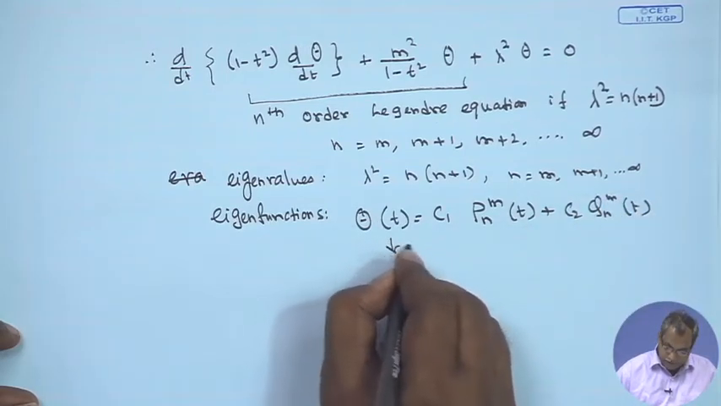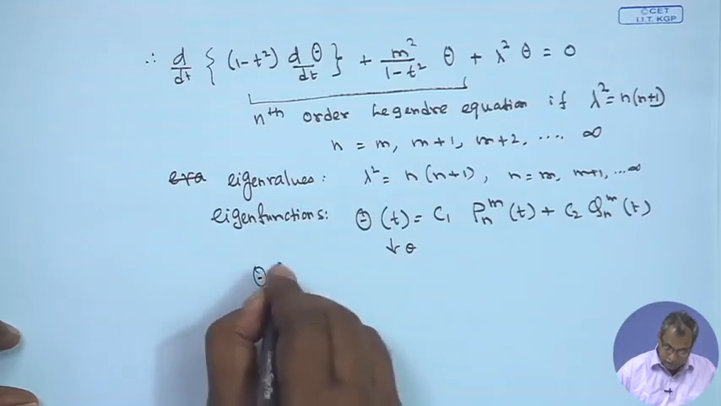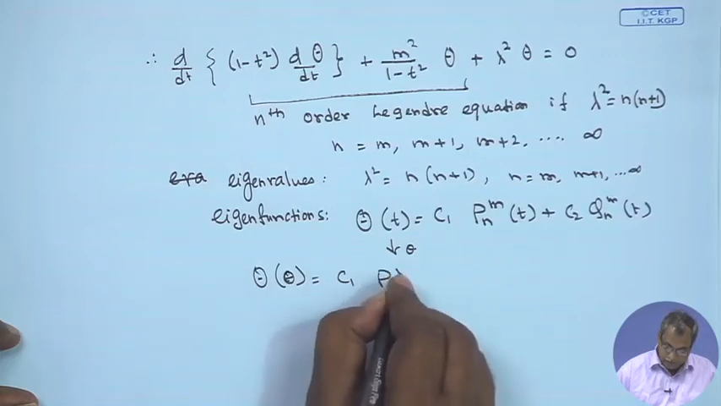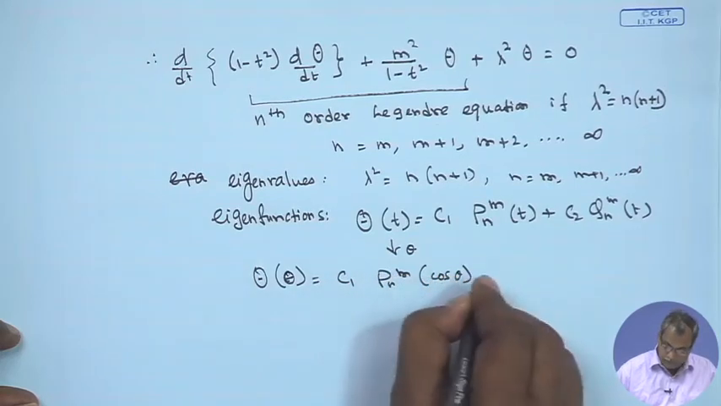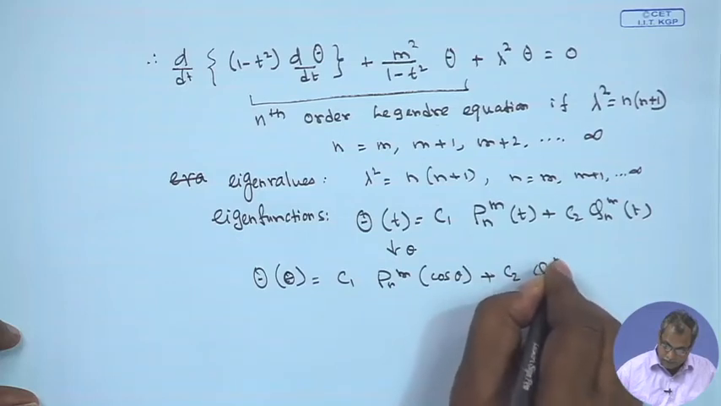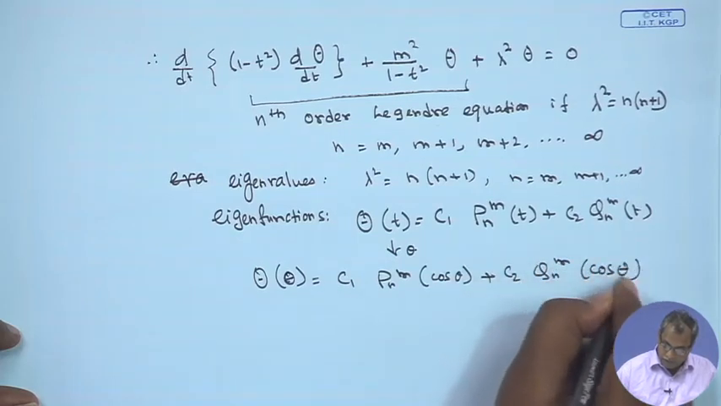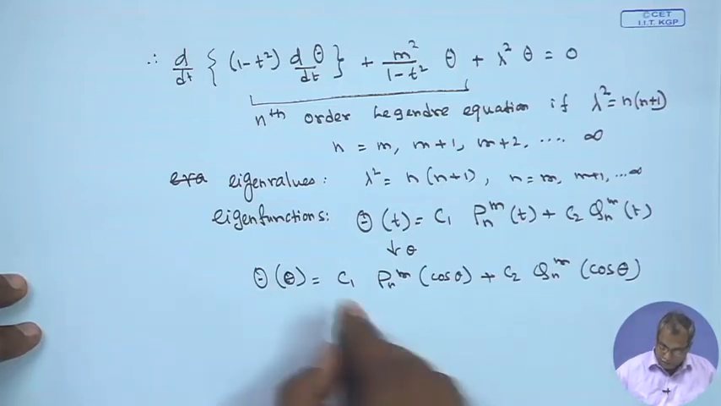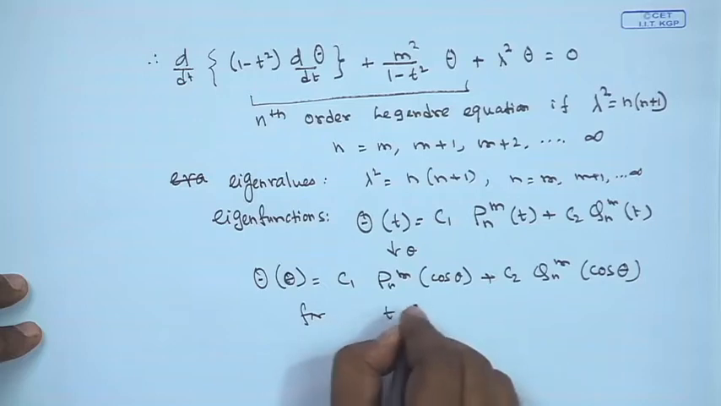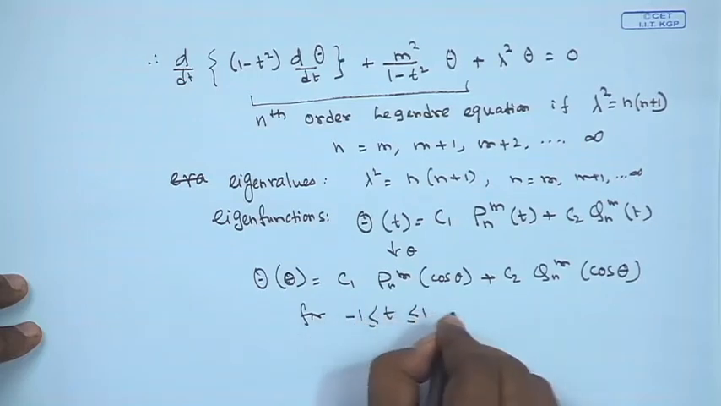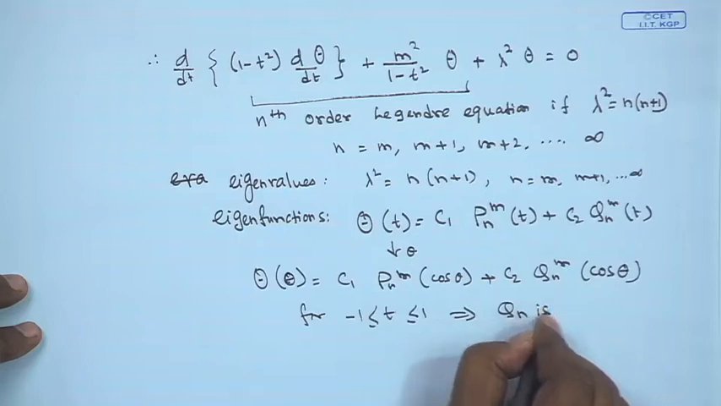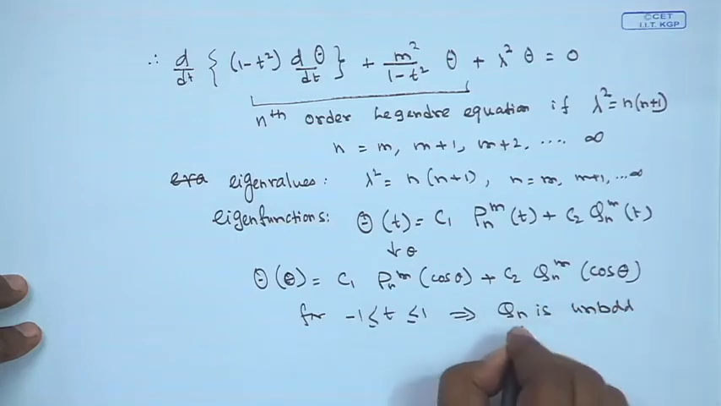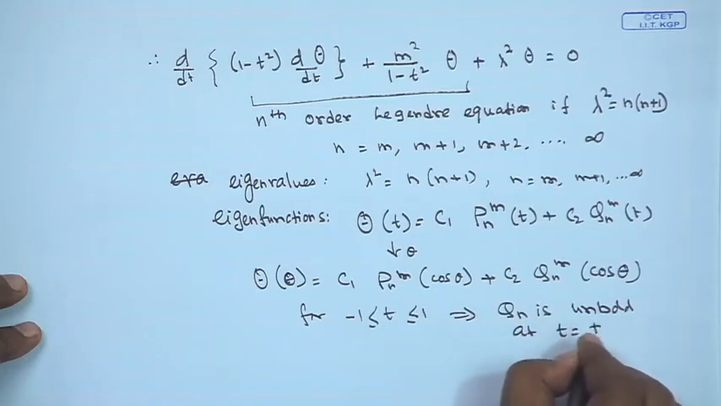and in terms of small theta, it is C1 P n m cosine theta plus C2 Q n m cosine theta. And we already know that for t lying between minus 1 and plus 1, Q n is unbounded at t is equal to plus or minus 1.